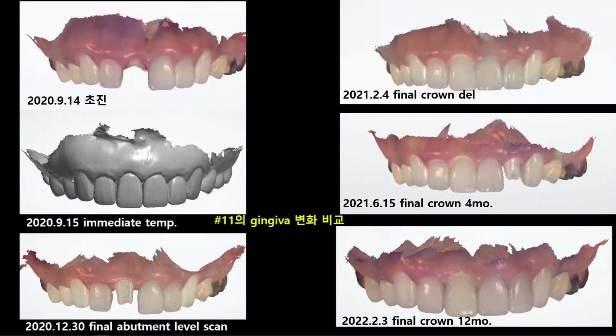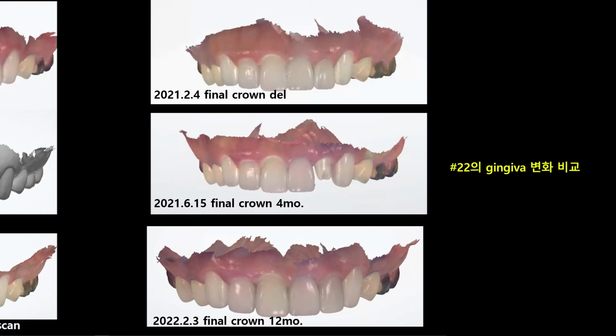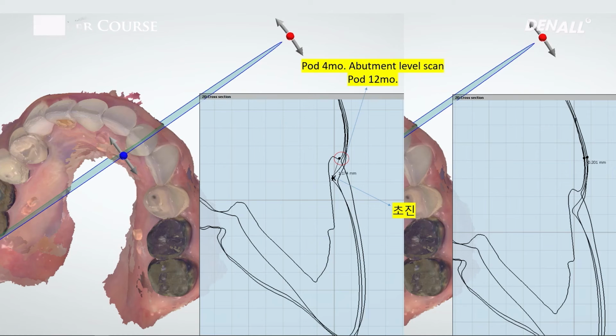Then, for number 22, let's look at the superimposed changes in gingiva. We only superimposed 3 scans, and compared to the initial visit, there's a significant recession of about 1.2 millimeters. Then after the abutment level scan, the abutment has slightly gone up. The buccal bone side changed by 0.2, so it's less change than number 11. We don't really know the reason why, but the delta value may be bigger for number 11, which was thicker. That could be what we can deduce.